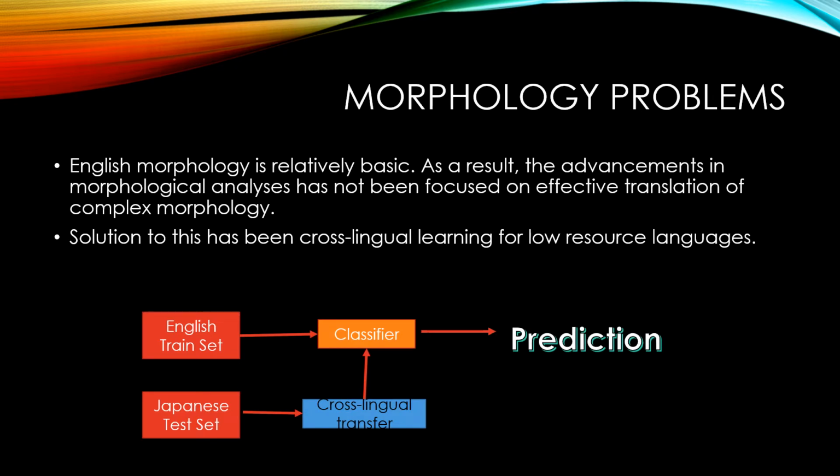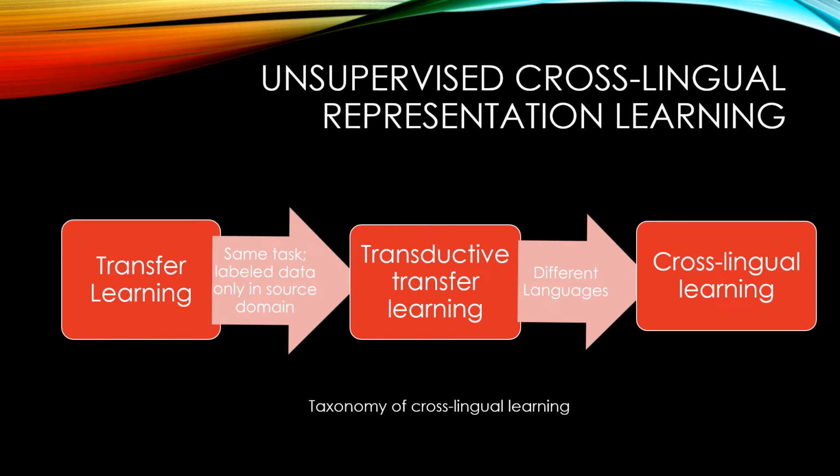Another reason morphology analysis is complex in multilingual NLP models is that English morphology is relatively basic, and as a result, advancements in morphological analysis have not been focused on effective translation for complex morphological languages. A solution to this has been cross-lingual learning for low-resource languages. Unsupervised cross-lingual representation learning can be seen here as an instance of transfer learning. It's important to note that transfer learning is particularly only useful when the 2 languages share some sort of base level structure. When the 2 languages are a lot more complex and differ from each other in the ground level structure, then we apply different types of machine learning concepts.